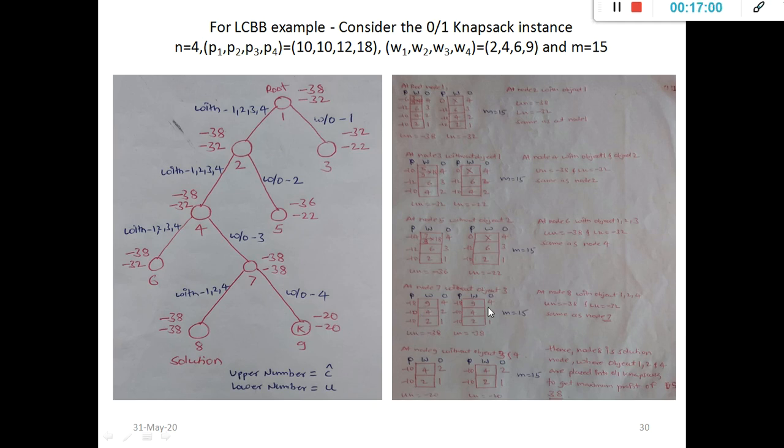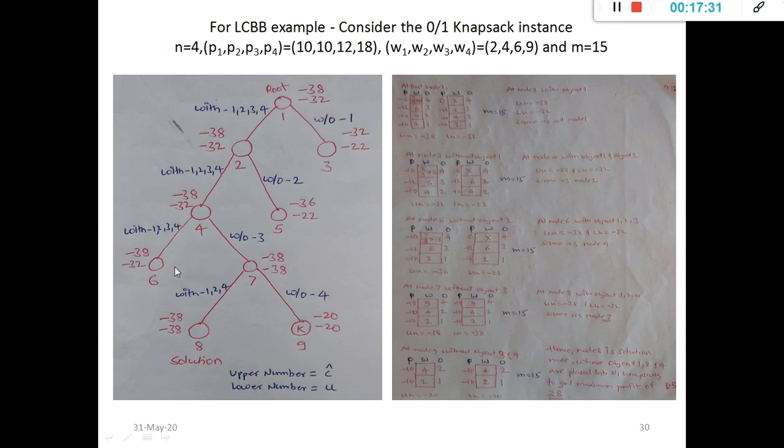is equal to minus 38. Similarly, for the lower number, place object 1 into the knapsack, weight is 2, profit is minus 10. Place object 2 into the knapsack, weight is 4, profit is minus 10. Place object 4 into the knapsack, weight is 9 and the profit is minus 18. Minus 18 plus minus 10 plus minus 10 equals a lower number of minus 38. So the new upper number and lower number at node 7 are minus 38 and minus 38.